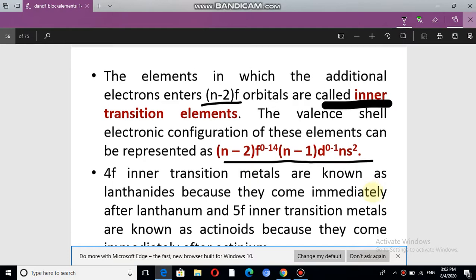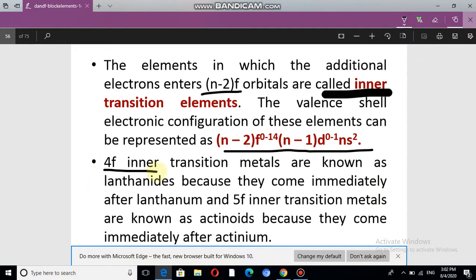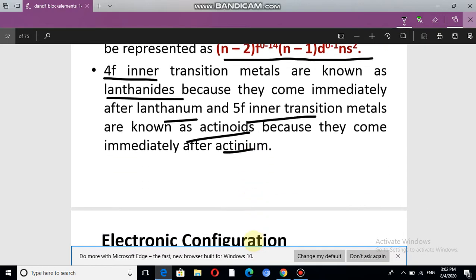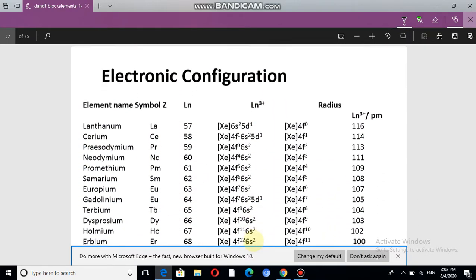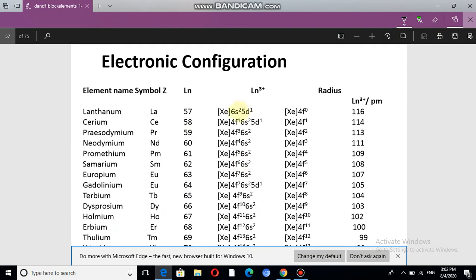The 4f inner transition series is known as lanthanoids, and the 5f inner transition series is known as actinoids. They are called lanthanoids because they follow immediately after lanthanum, and they follow immediately after actinium, so they are known as actinoids. Now we are talking about the electronic configuration of lanthanoids. Here you can see the 6s orbital is full in all of the elements, and filling is taking place in 4f orbitals.